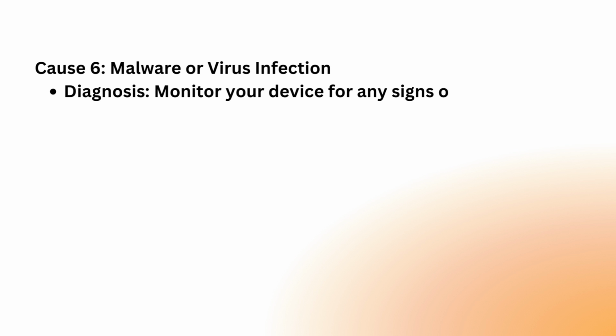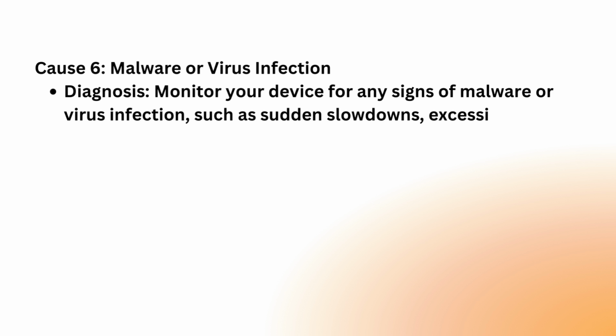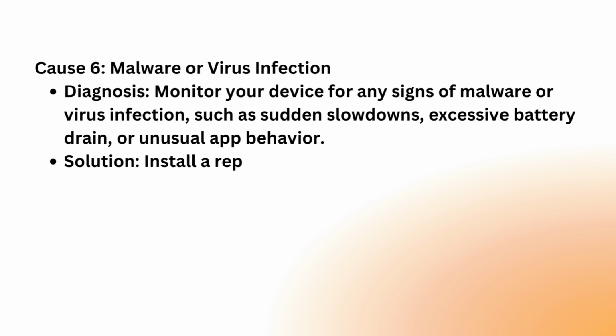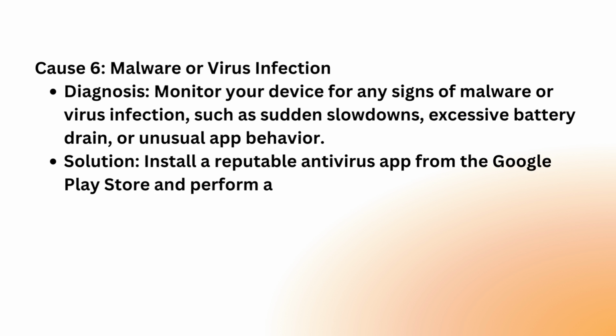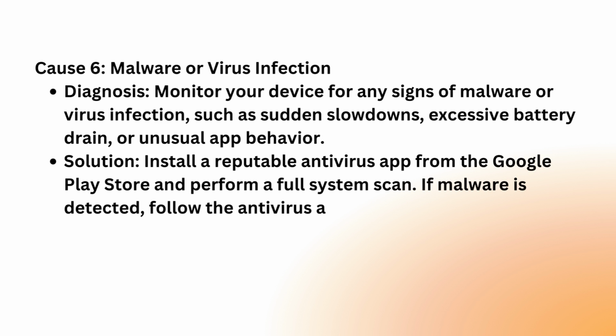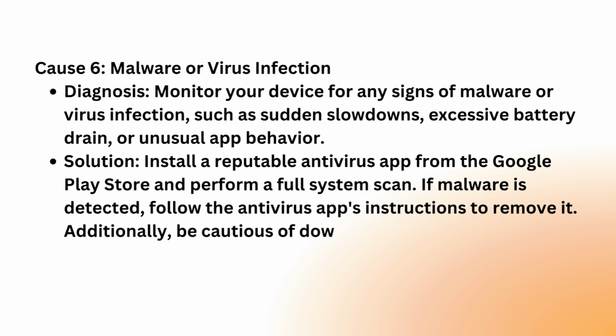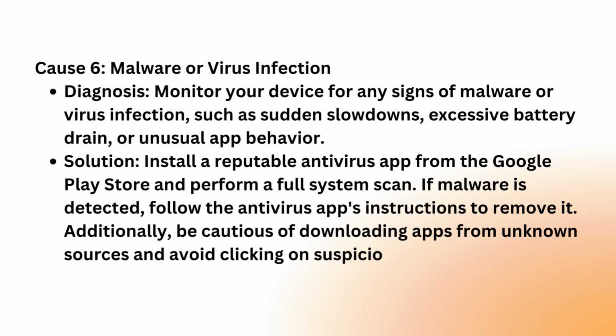Cause 6. Malware or virus infection. Diagnosis. Monitor your device for any signs of malware or virus infection, such as sudden slowdowns, excessive battery drain, or unusual app behavior. Solution. Install a reputable antivirus app from the Google Play Store and perform a full system scan. If malware is detected, follow the antivirus app's instructions to remove it. Additionally, be cautious of downloading apps from unknown sources and avoid clicking on suspicious links or ads.